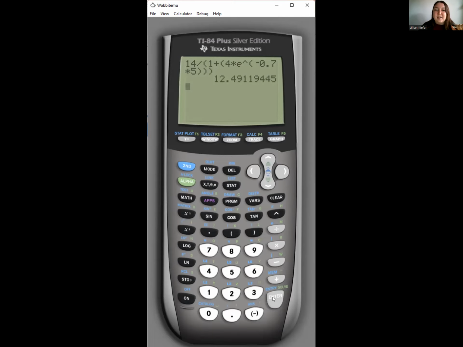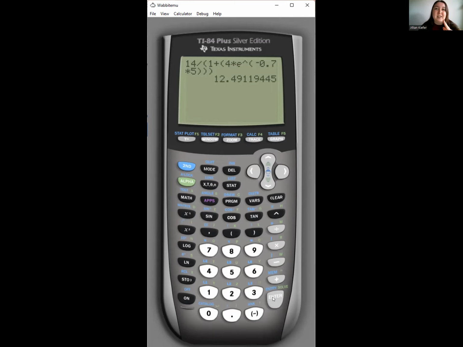12.49119445. All right, so what we wanted to do was round to the nearest whole fish. What we have here is the number 12.491 if we round to 3 decimal places. And so, like, oh, okay, 12.49, that's probably like 13 fish?